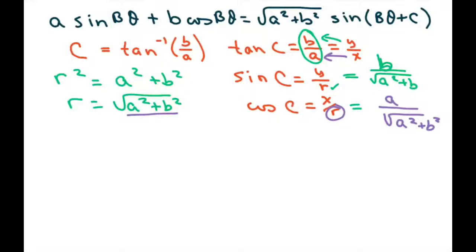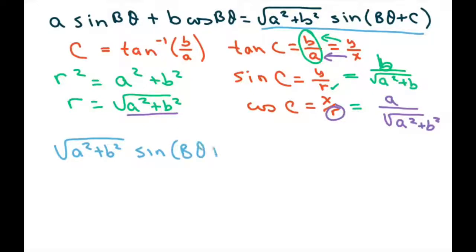Now, we're simply going to plug it in, and I'm going to look at this right here and write it down. So we have the square root of A squared plus B squared times sine of B theta plus C. Now, I'm going to use my sum and difference formula. This case will be just the sum formula. So this is going to equal, I'm going to carry this out, the square root of A squared plus B squared.